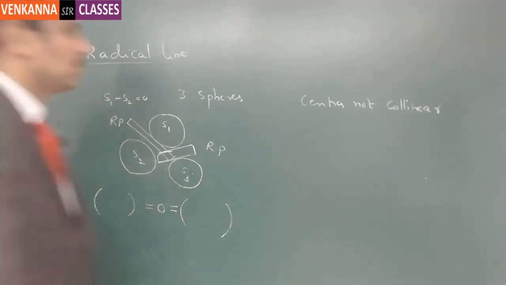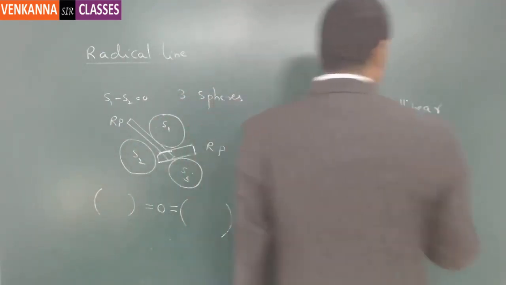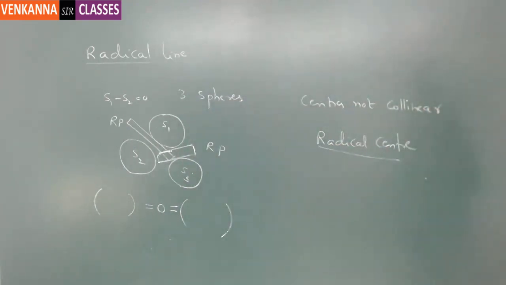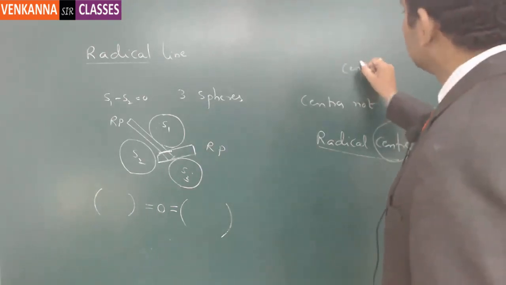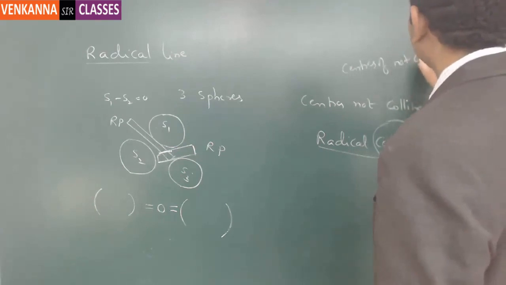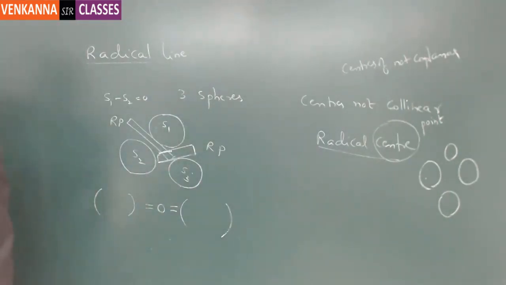Then we go for the other concept, that is the radical center. Understand that a center is nothing but just a point. So in order to determine the radical center, you have to take four spheres. The centers are not coplanar. That means the centers of the four spheres should not belong to a single plane.